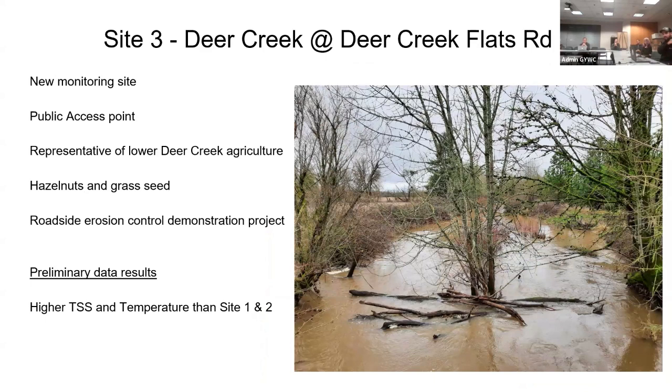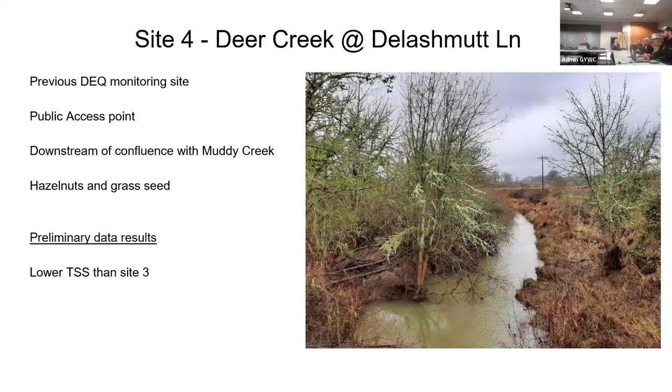What's always been fascinating about this system is how flashy it is. In the middle of summer, this thing's maybe 10 feet wide tops, and here it's overtopping its banks. As we're moving down in the system now, we've got more hazelnuts and grass seed influence. What's also interesting about this site is the neighboring landowner allowed Public Works to do a roadside erosion control demonstration project along their roads. And one thing we've been trying to partner with Public Works on is doing more roadside erosion control projects. This fourth site is at Delashment Lane Road Crossing.